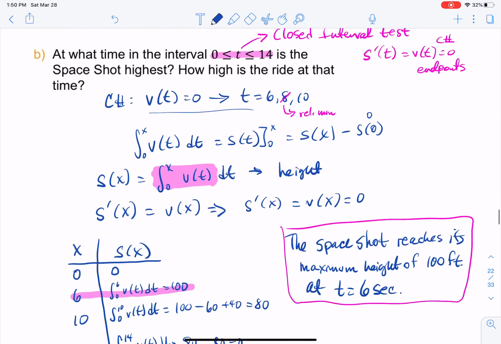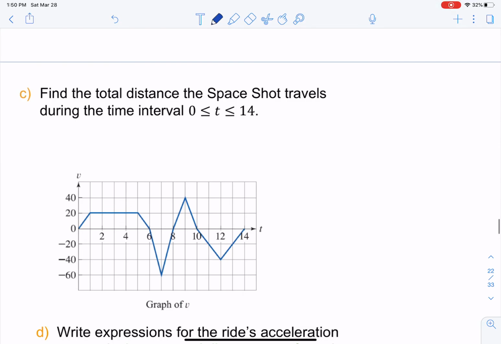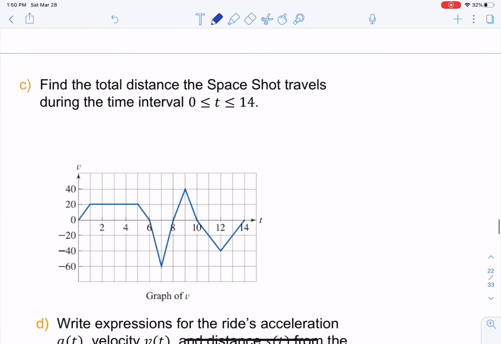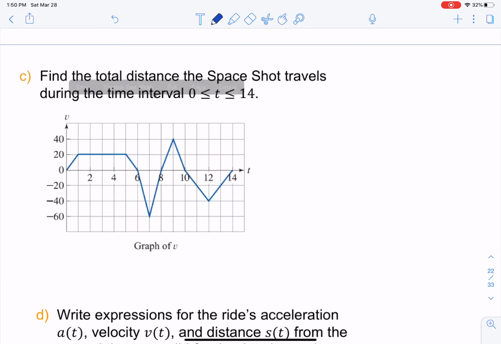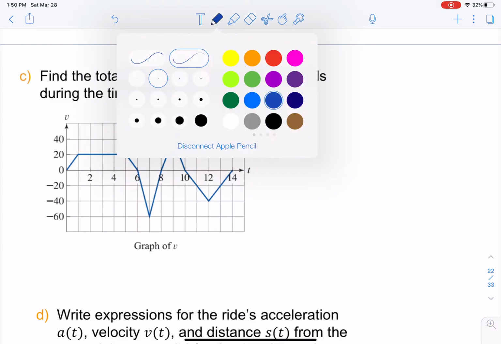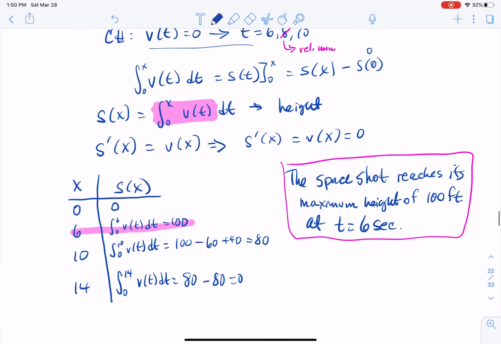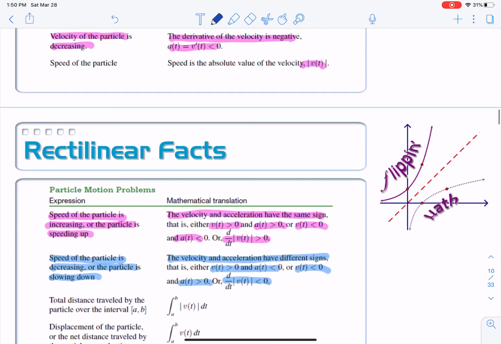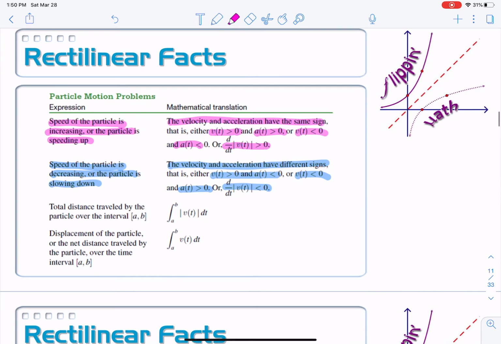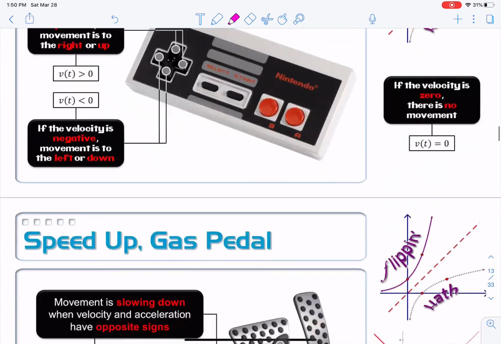What are we, like halfway done? Halfway done. Find the total distance the Spaceshot travels during this time interval. Okay, no problem. Let me move my graph up a little bit. So total distance, as we've talked about before, and I think it's one of the facts. Let me make you completely dizzy here by scrolling back up here. Yeah, there it is right there. Total distance, bam. It's the definite integral over your interval of your speed function, your absolute value of your velocity.